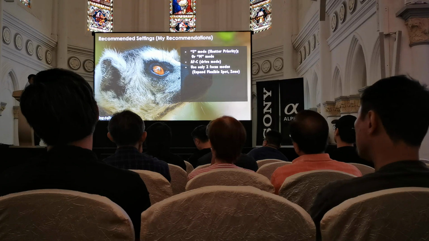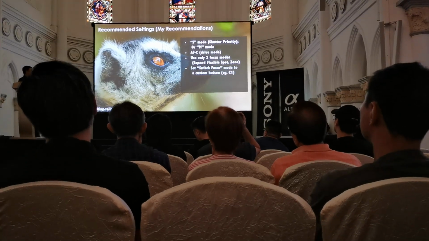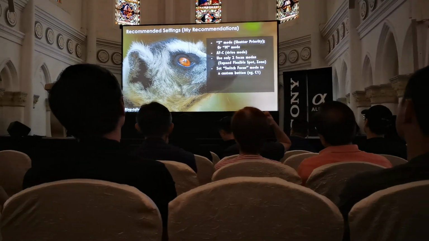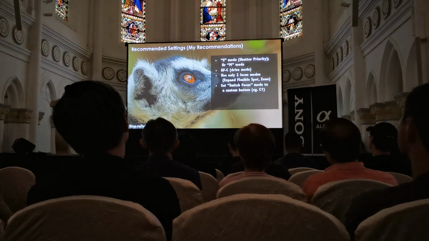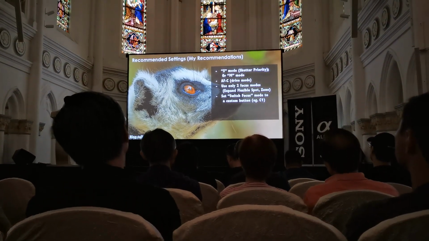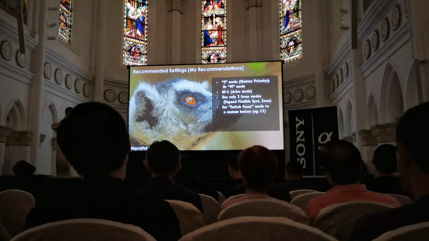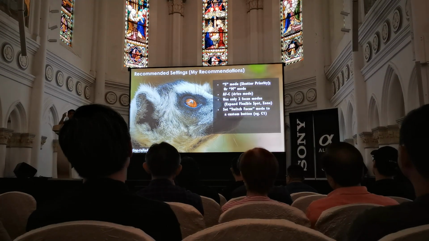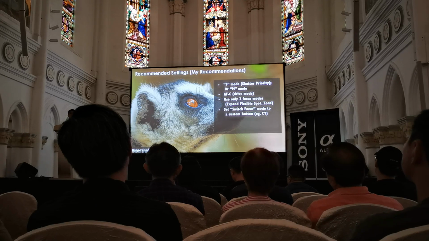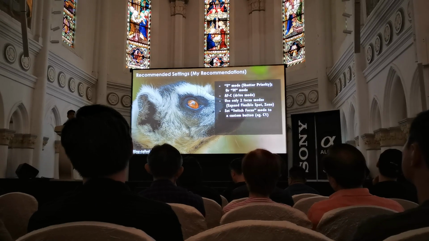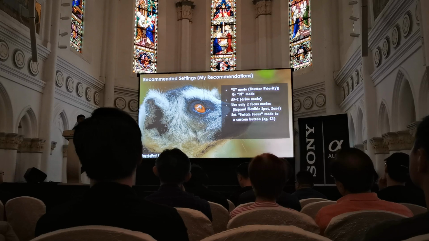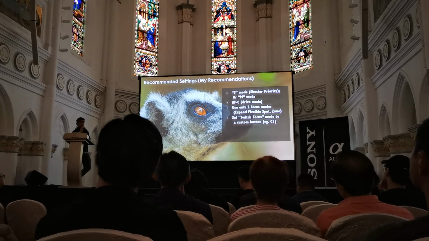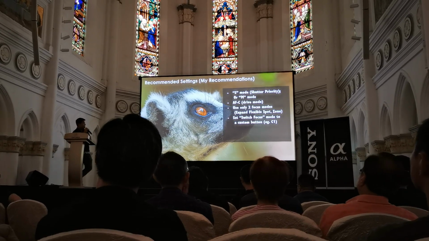Then I configure a single button on my camera, using switch focus area, set to a custom button, for example the C1. The C1 button is just right in front of the shutter button. When I press that, it just changes my focus area. That may be something you want to do if you really want to shoot really, really fast.